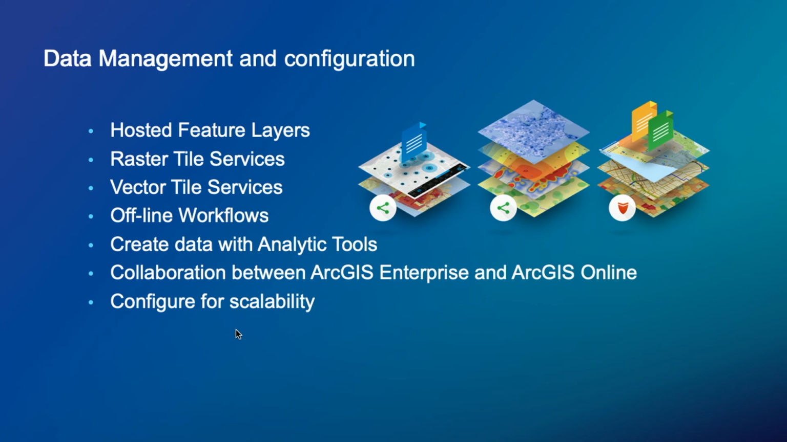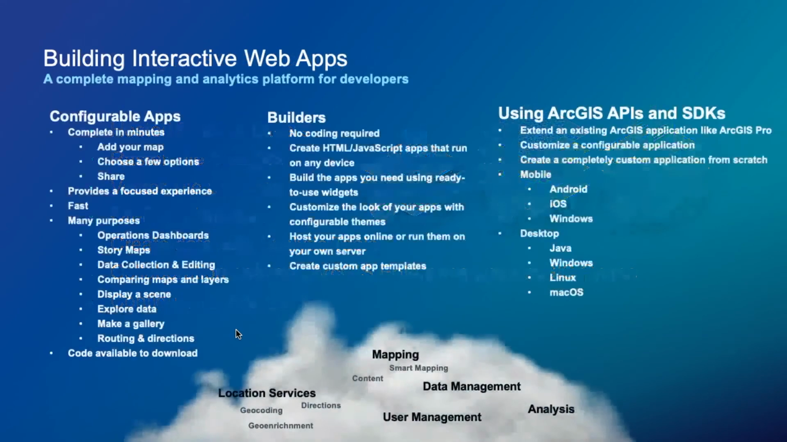Everything's available for offline workflows, so there's the ability to synchronize content if you need access to it. You can create data and modify data with analytic tools like data enrichment and like the join features tool. So there's quite a few data management analytic tools available for use within ArcGIS Online. Collaboration between ArcGIS Enterprise and ArcGIS Online lets you bring those systems together. And then you can also configure layers for scalability. So there's a few ways of accessing additional scalability.